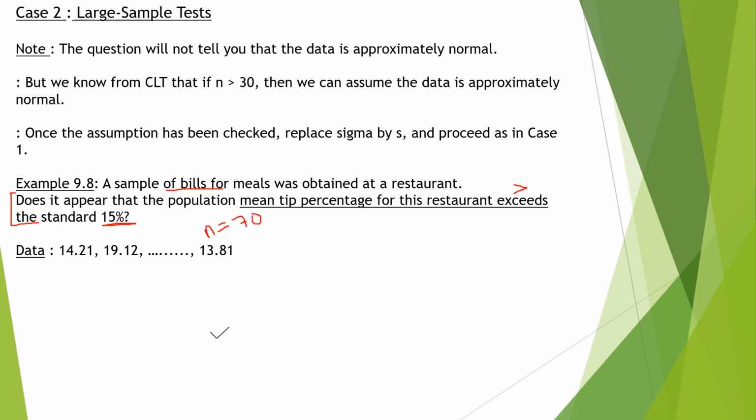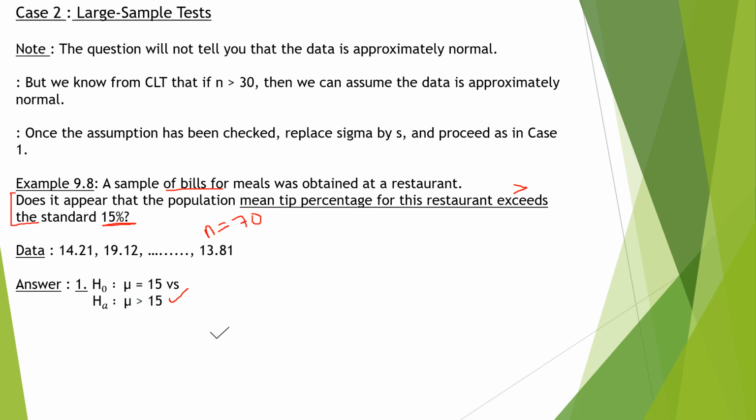Sorry. Now the first thing you do is formulate your hypothesis. So your null hypothesis will be mu is equal to 15 versus your alternative, which is mu is greater than 15. Now why do we have greater than? Because the question specifically asks for exceeding.